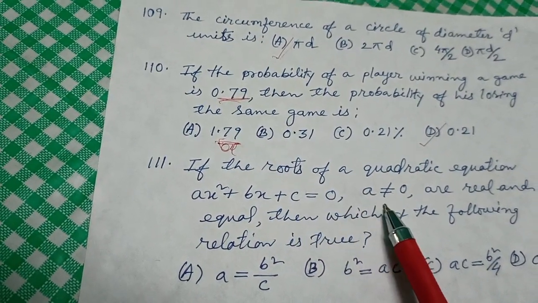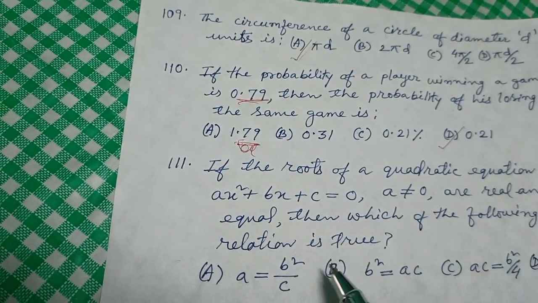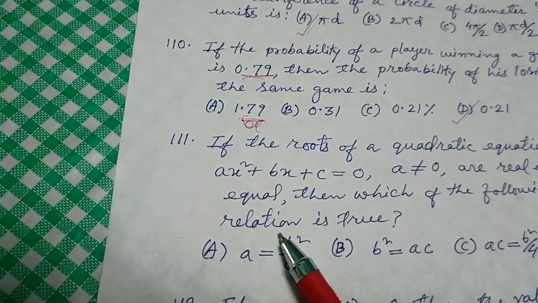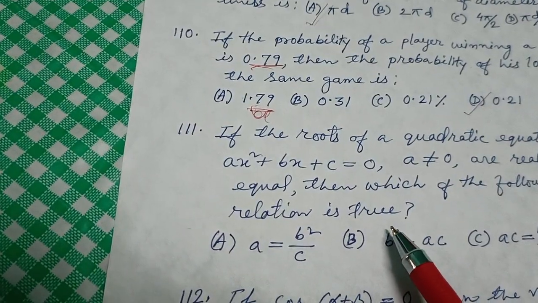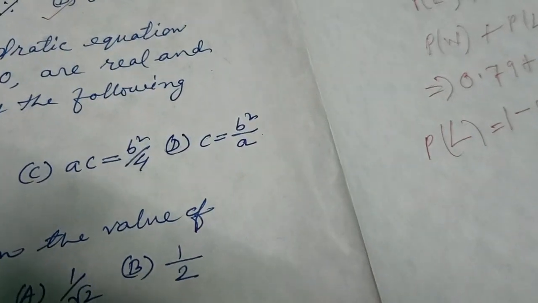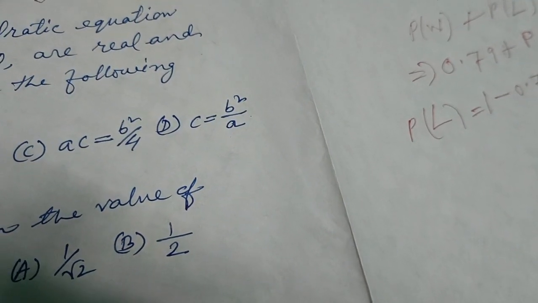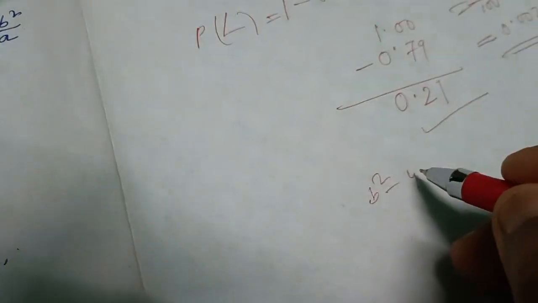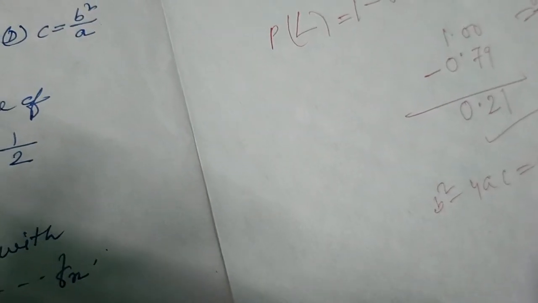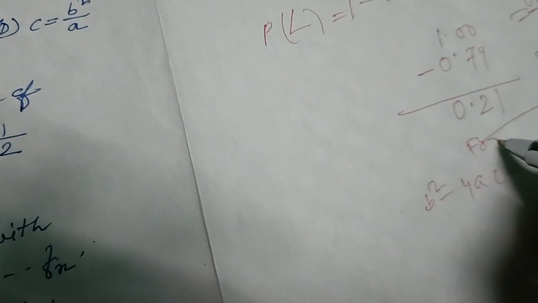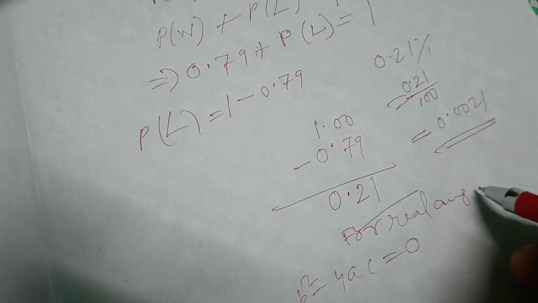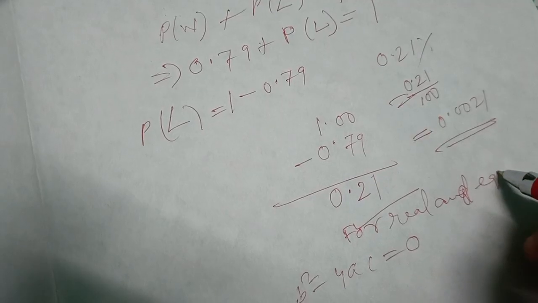Now our 111 question: if the roots of a quadratic equation ax square plus bx plus c is equal to 0, a not equal to 0, are real and equal roots, then which of the following relations is true? So here you know one thing, for a quadratic equation the discriminant for real and equal roots is 0. So b square minus 4ac is equal to 0 for real and equal roots.